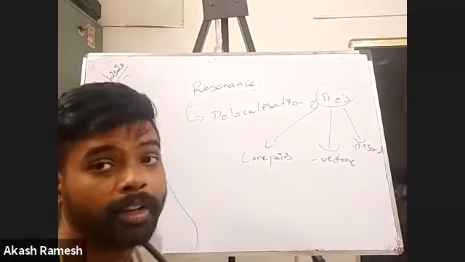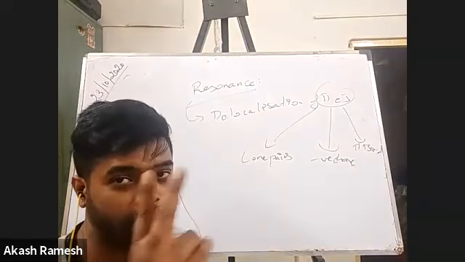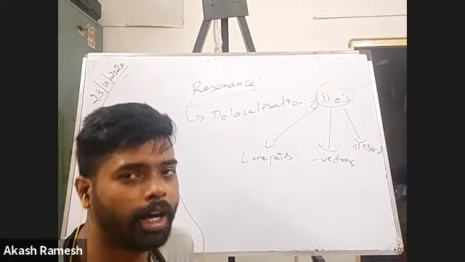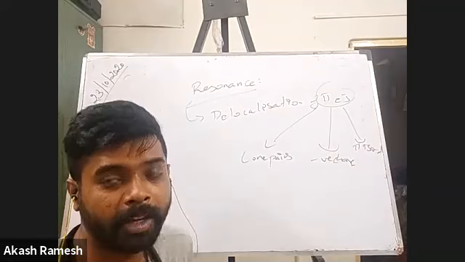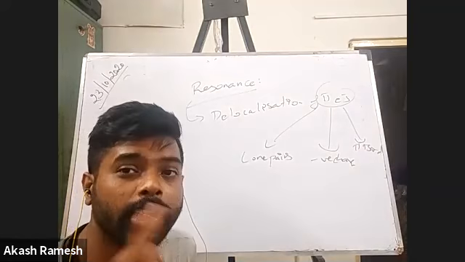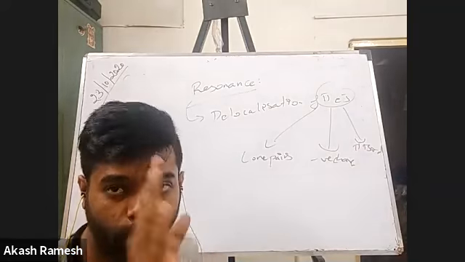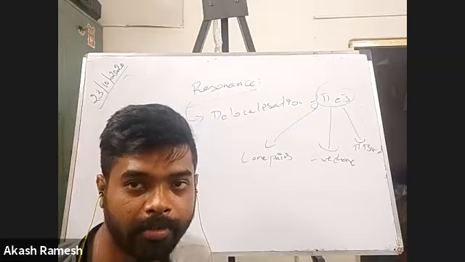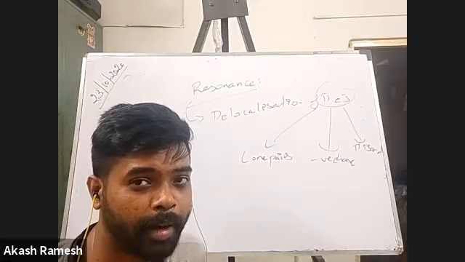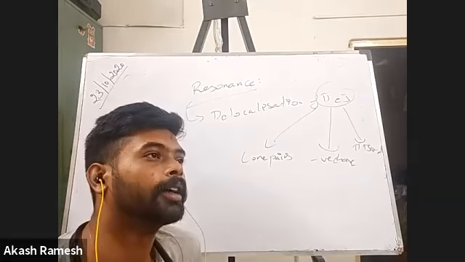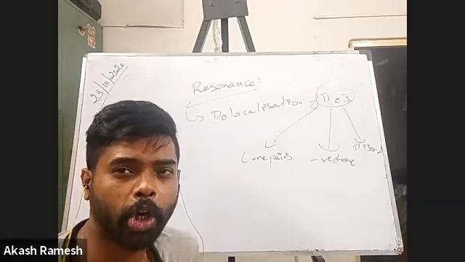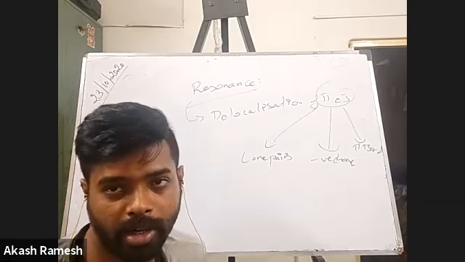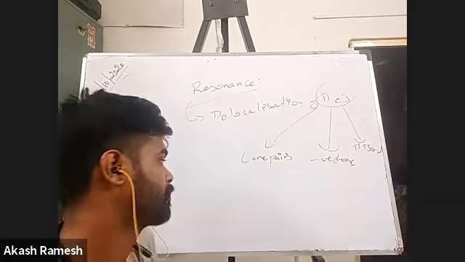I will give you 1 minute. I want you to draw the Lewis dot structure of ozone. Go for it. Hope you know what a Lewis dot structure is; we have been studying it from 9th class. So I'll give you a minute. Quickly go and draw the Lewis dot structure for ozone, O3.